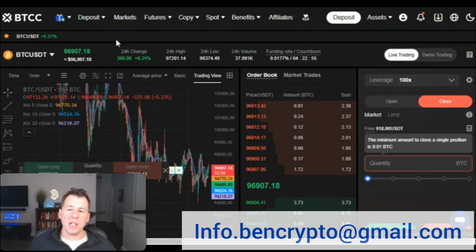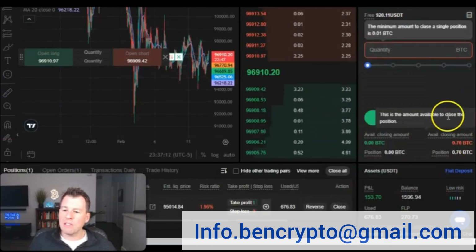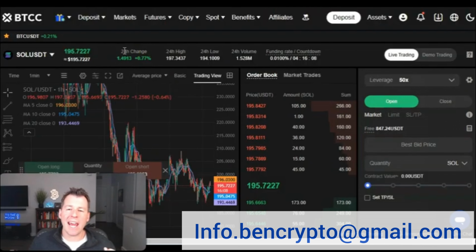And now if I ever want to close this BTC long position before it either hits that take profit zone or before it gets liquidated, I would go to the right side of the screen, see down here, close long, and then right here, available closing amount, 0.70 BTC. That is the value of this position. So then I would just enter that right here, the amount of the 0.70 BTC that I want to close, hit close long. Now I'm going to show you how to initiate a short position.